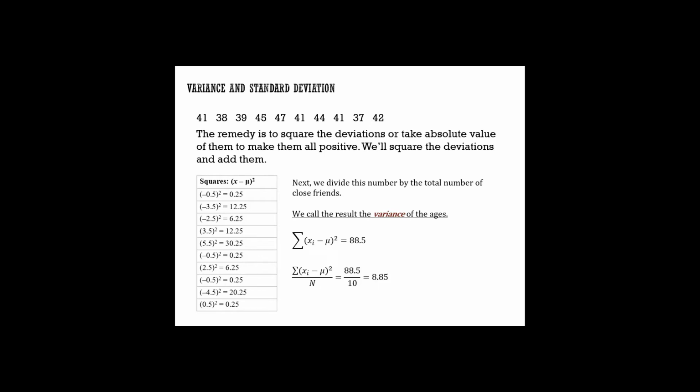When we add all of those together, the next step is to divide by the total number in the data set. Once we do that, we call this result the variance of the ages. So we did make it to the variance by doing that.